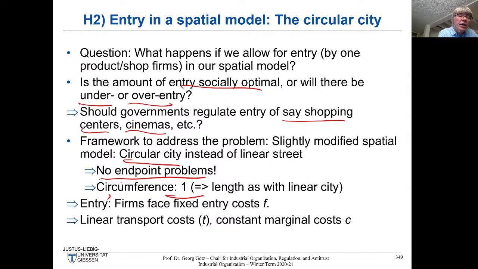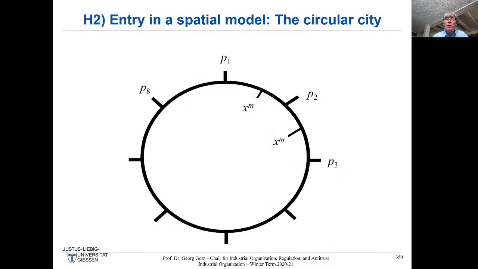Again, once we want to model entry, we have to have some entry costs. We assume that each firm faces some fixed entry cost F. Again, linear transport costs. Now in a second you will see that doesn't matter. And we assume constant marginal cost. And that's what you see here.